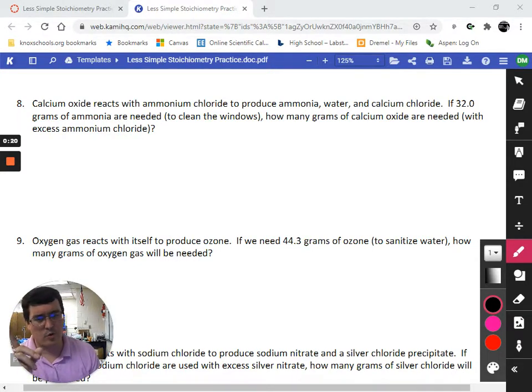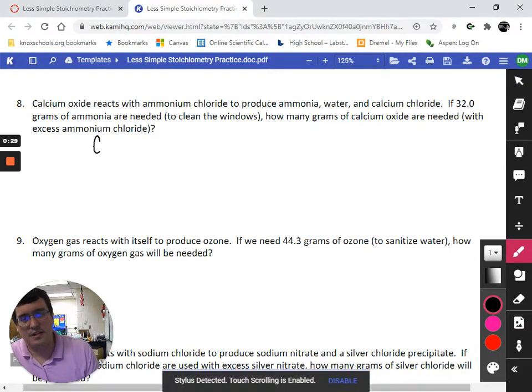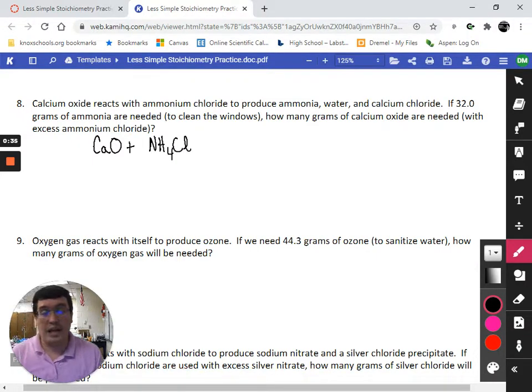We got a lot of requests to work problem number 8. Seems like some folks were having a little issue with that. So remember, the first thing you've got to do in a problem like this is have the balanced equation. So if you had balanced this before, you could just copy over the balanced equation.